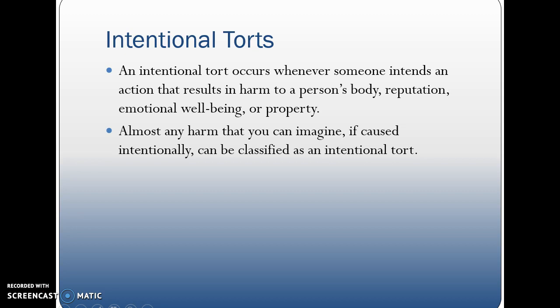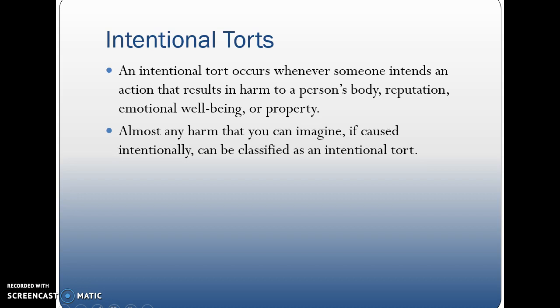Intentional tort occurs when someone intends an action. They intend to do it. So it includes malice. That is the malicious intent to commit or to harm someone, their body, reputation, emotional well-being. Those all depend on what type of intentional tort we're talking about. So under intentional tort, someone intends an action that results in harm to a person.